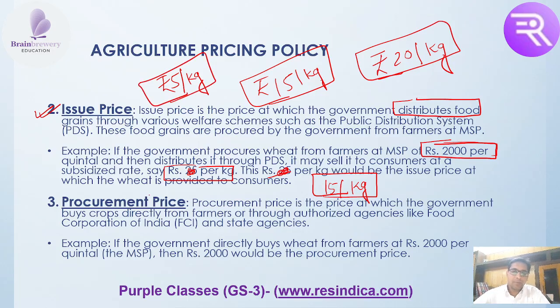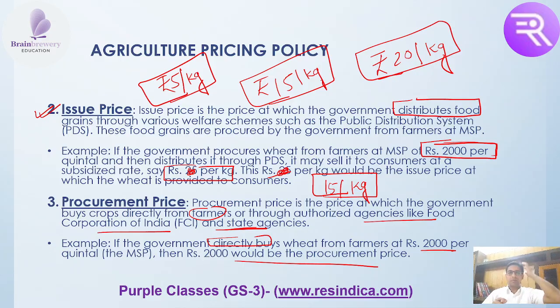Then procurement price. The procurement price is the price at which the government buys the crop directly from the farmer through authorized agencies, like the Food Corporation of India and state agencies. So if the government directly buys the wheat from the farmer at 2000 rupees per quintal, the MSP, then 2000 rupees would be the procurement price. Procurement price and MSP are close to the same thing, but the difference is that procurement price depends on the market, and MSP is the guarantee that the government gives. If the market price is higher, then people will sell at the market price only.